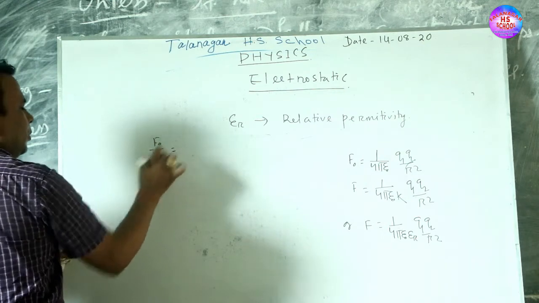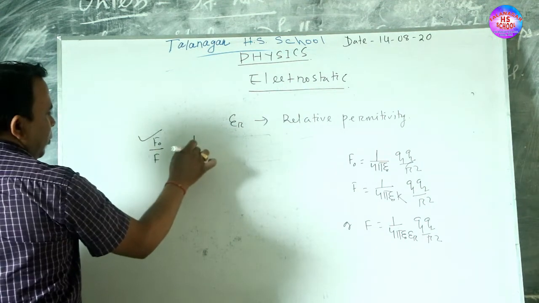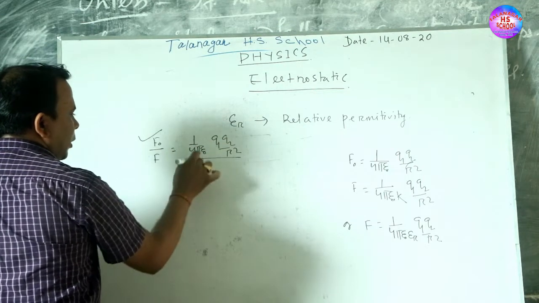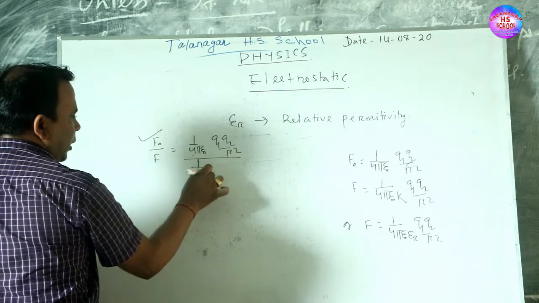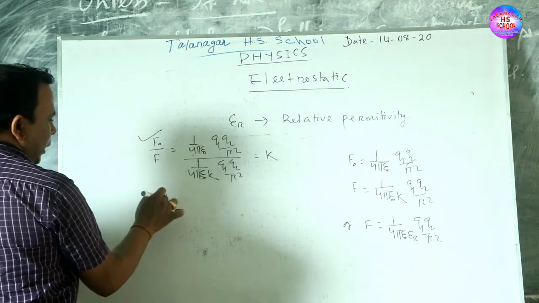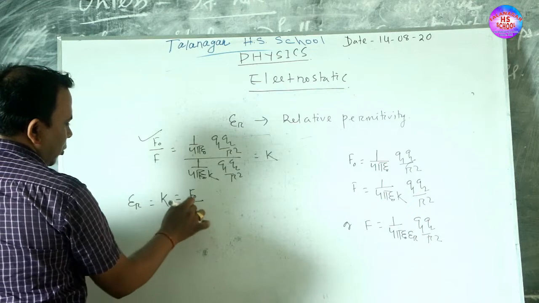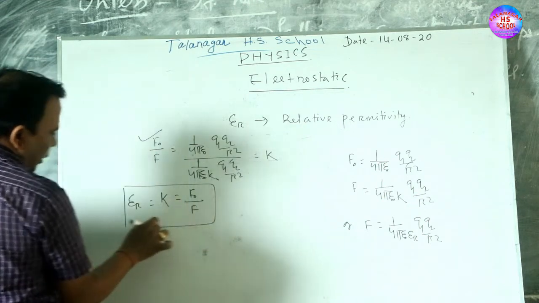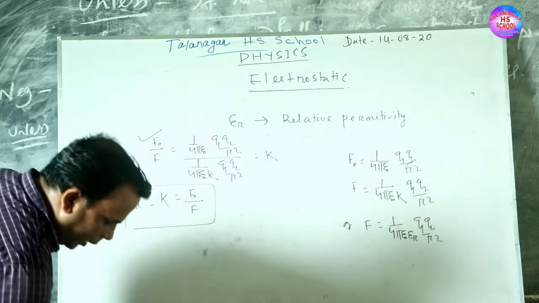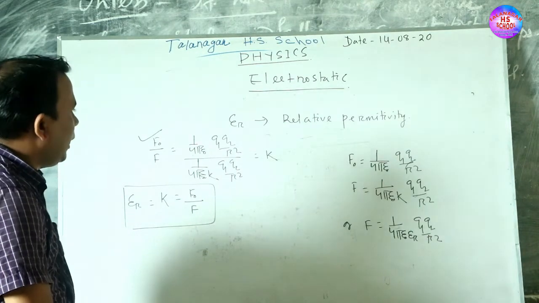F0 by F, meaning the electric force in free space, 1 by 4 pi epsilon naught q1 q2 by r square, divided by 1 by 4 pi epsilon naught k q1 q2 by r square, is equal to k. This means the dielectric constant or epsilon r is the ratio between the electrostatic force in free space to the electrostatic force in the medium. This is the dielectric constant.